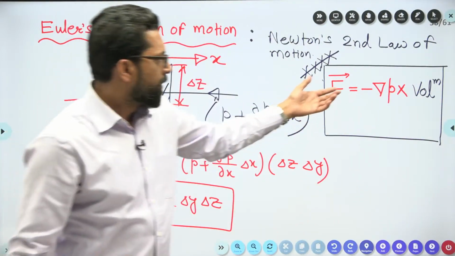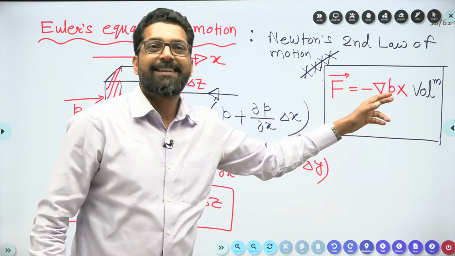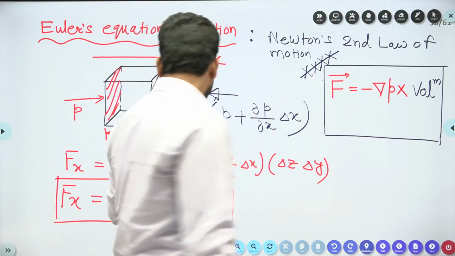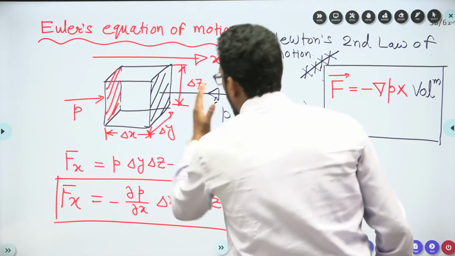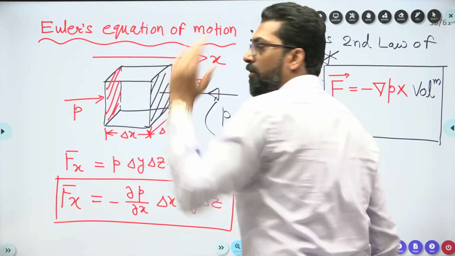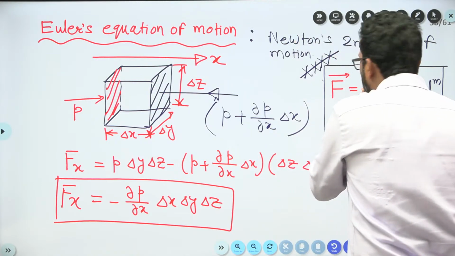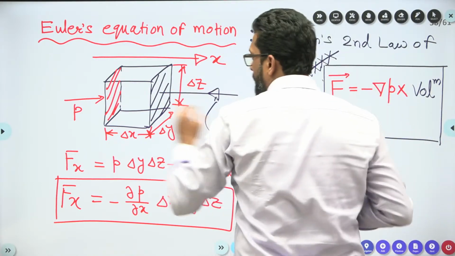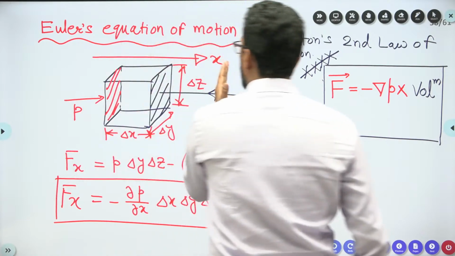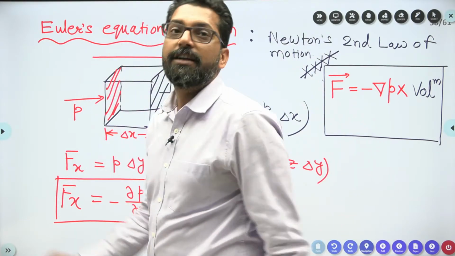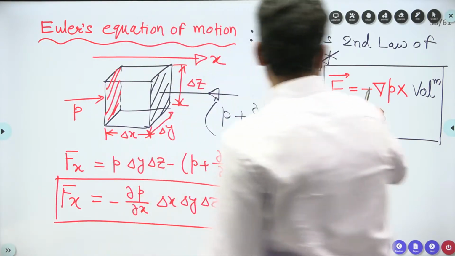That is, grad P. And why is it negative? Because the flow is from high pressure to low pressure, so the pressure is decreasing, and therefore it is minus, right?